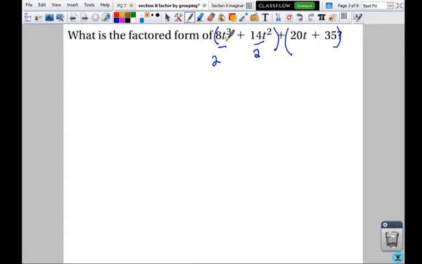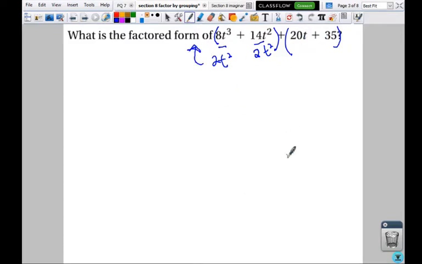How many t's does this one have? How many t's does this one have? They got 2. How many t's can I take out of both of them? 2. So I'm going to take out a 2t squared from both of them. Not just a t, but 2t squared. Alright, that's my first parenthesis. It's going to get tossed out in front in a minute.